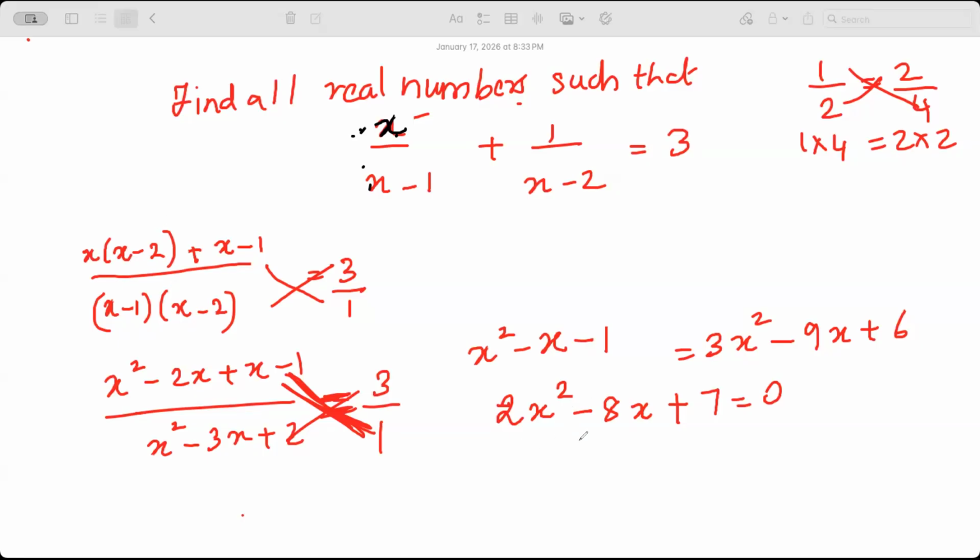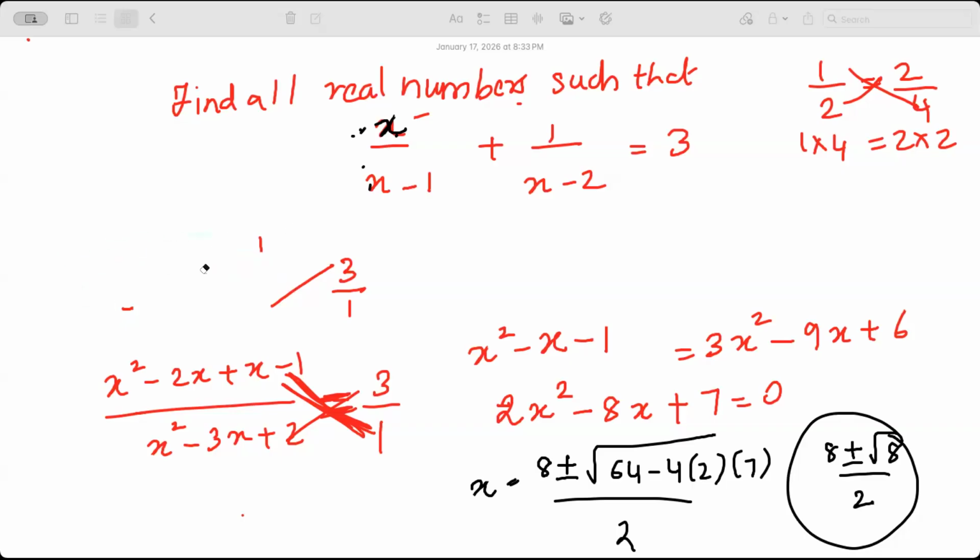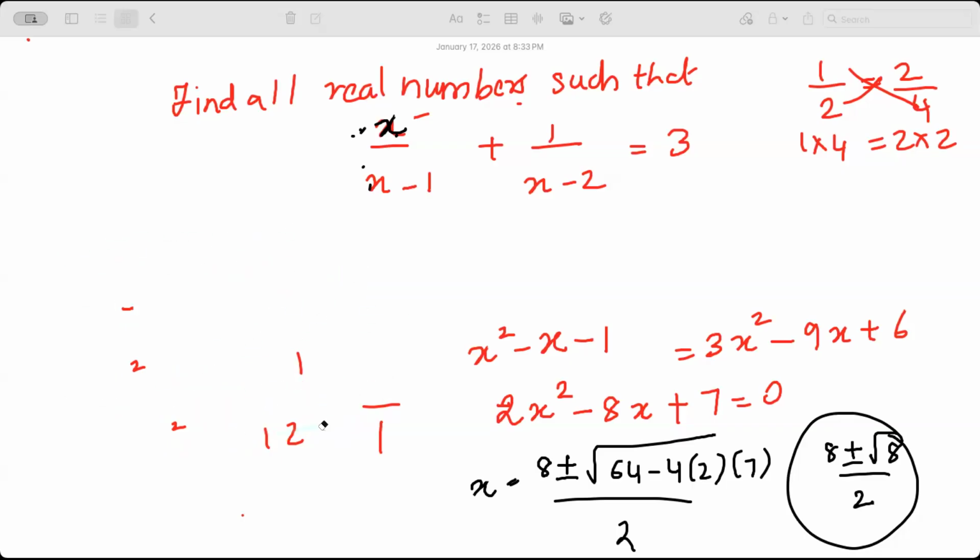I think you guys missed by a little small thing. x will be equal to minus b plus or minus root b square minus 4ac divided by 2a. 4 2s are 8, 7 8s are 56. 64 minus 56 is 8, right? So 8 plus or minus root 8 by 2. From here I'll continue on this side, guys. When you look at it, it's very easy. Root 8 is simplifiable: 8 plus or minus 2 root 2 by 2.